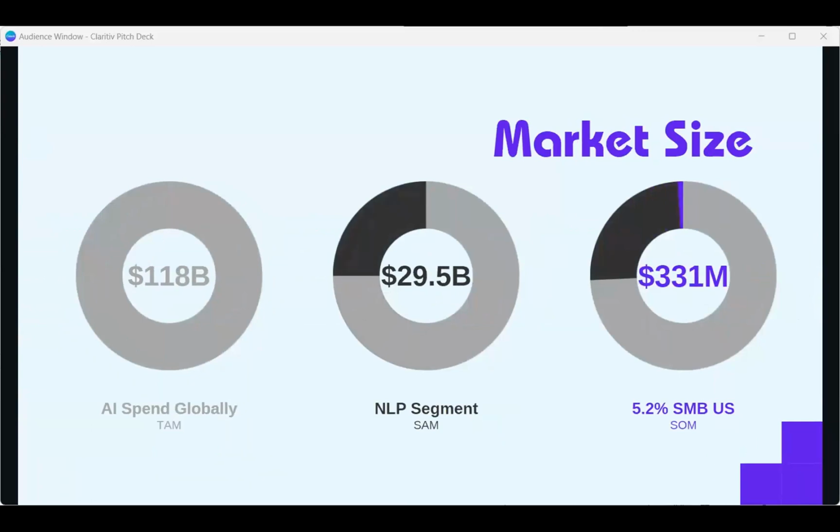The market size is pretty big. AI is growing at a rate of 36.8% CAGR. Our TAM, for AI spend globally, is 118 billion. Within that, our SAM is 29.5 billion in the NLP segment. Our SOM, within, I would say, 5 to 8 years, is 331 million.